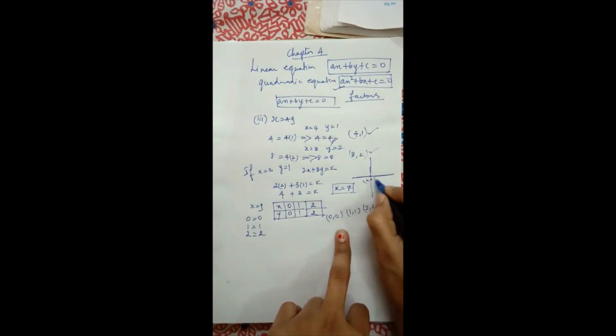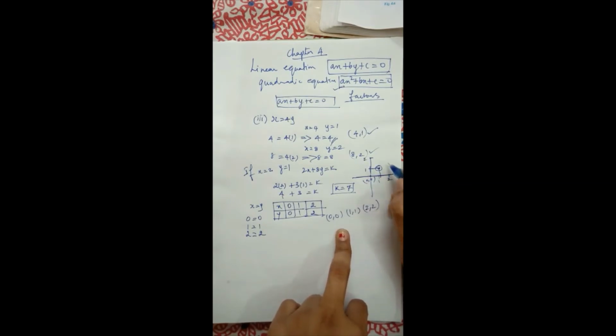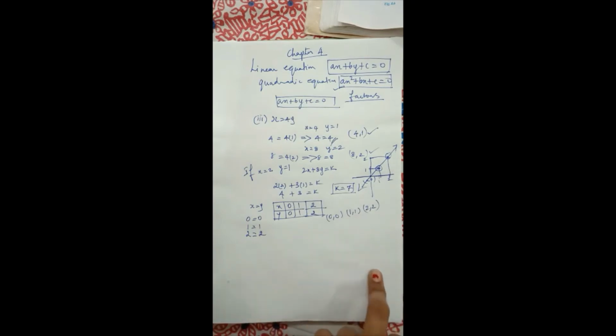Okay, 1, 2, here 1, 2. So this is (1, 1), this point. Okay, and this point. Is it clear, students? Good.